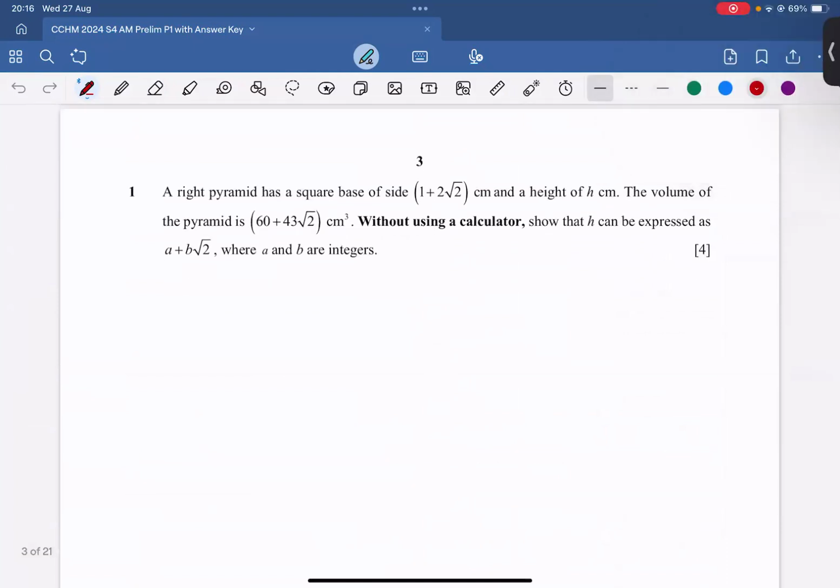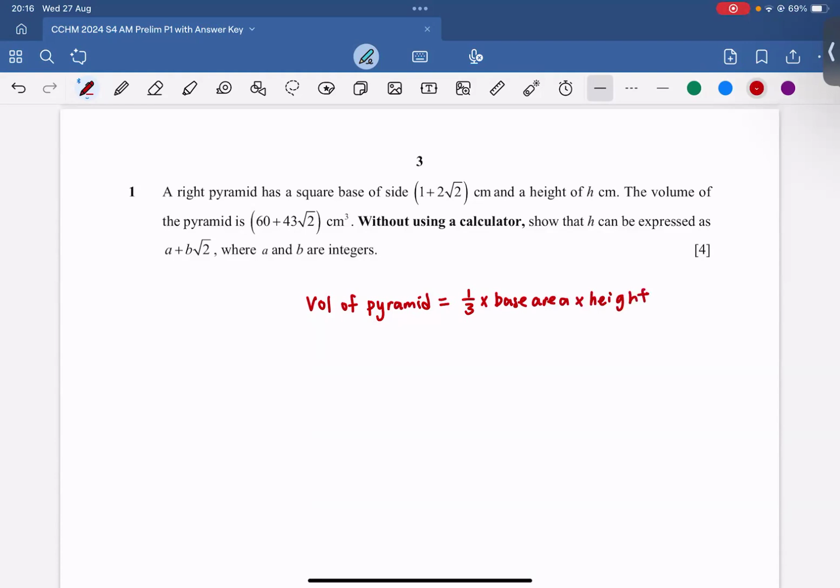Okay, let's start. So, right pyramid has square base, this height, this. So always write down your formula, volume of pyramid. Since it's a pointed figure, then the formula will be 1/3. So like cone, you have another 1/3 also.